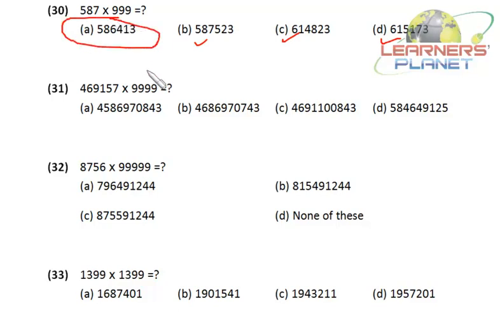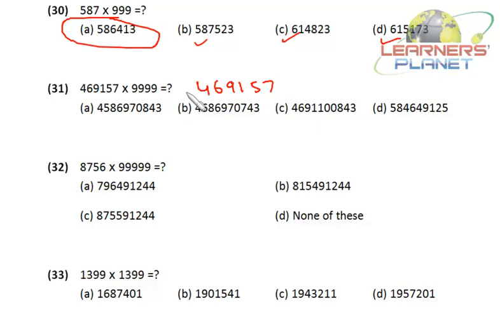Okay friends. Now let's see this problem. 469157 into 4 times 9. We can calculate this by factorization, that is by distributive property, that is 469157.